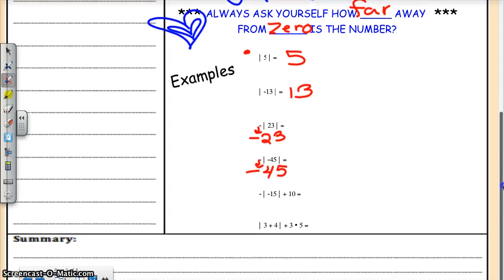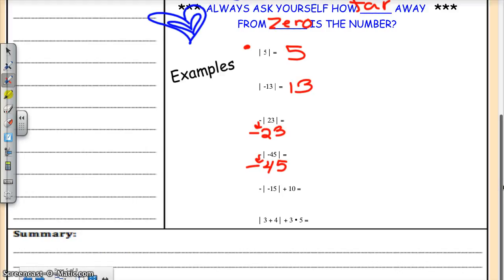Now we start having to do multiple operations. If you look at this next example, we're having to evaluate an absolute value and then add to it. So same technique that you just mastered. How far away is negative 15 from 0? 15. Bring down the negative and then add 10. Negative 5. Negative 15 plus 10 is negative 5.